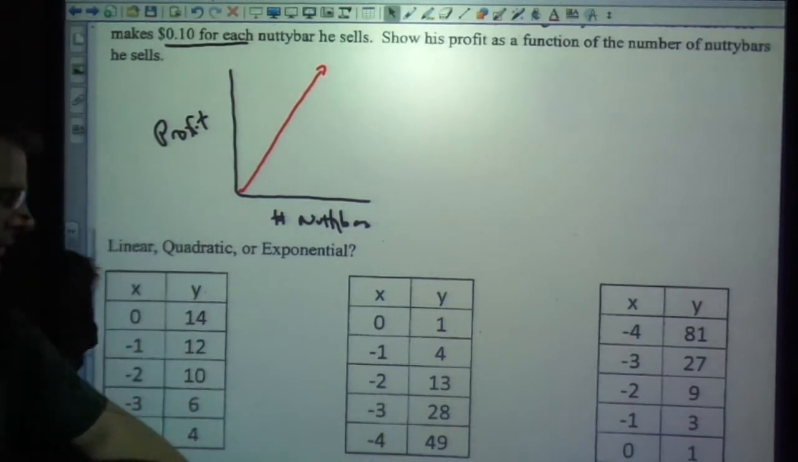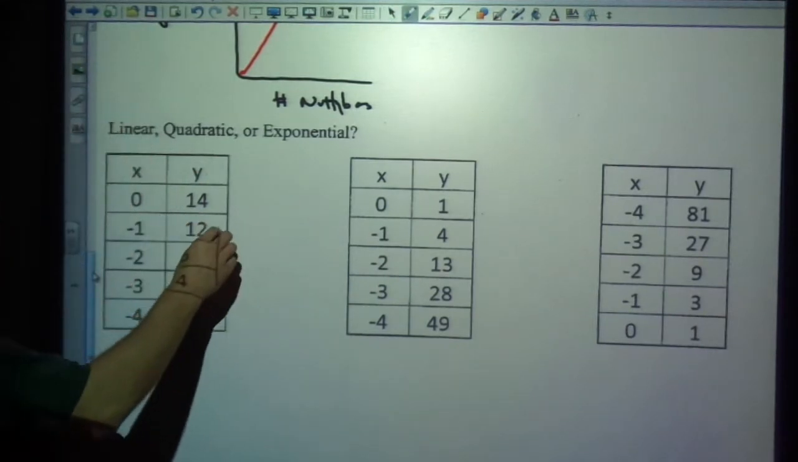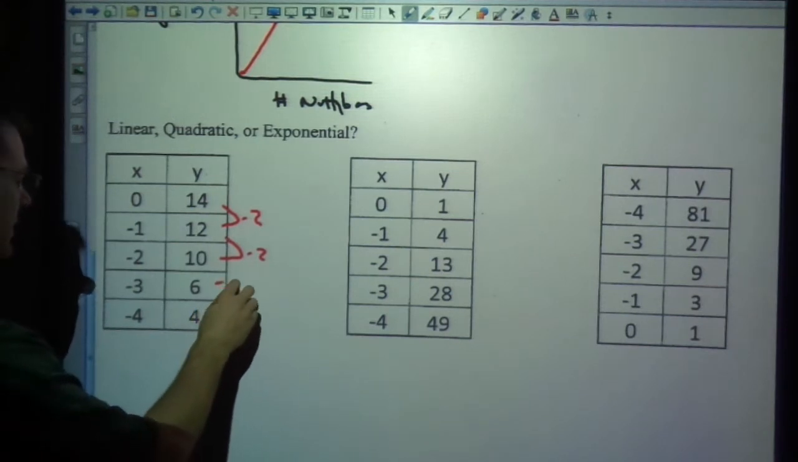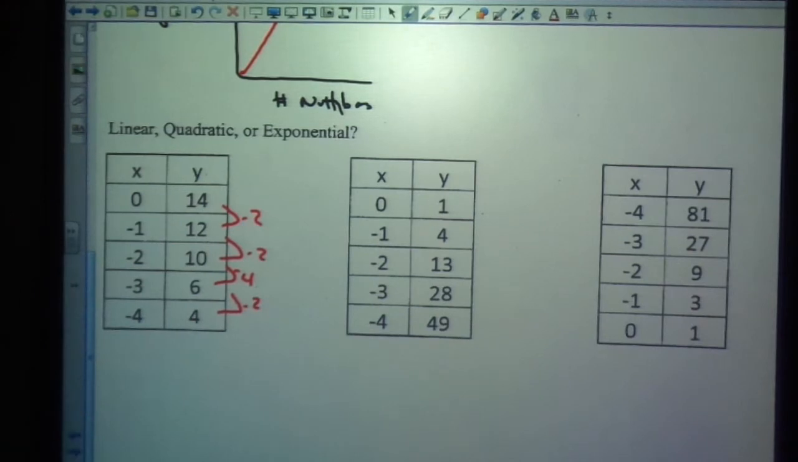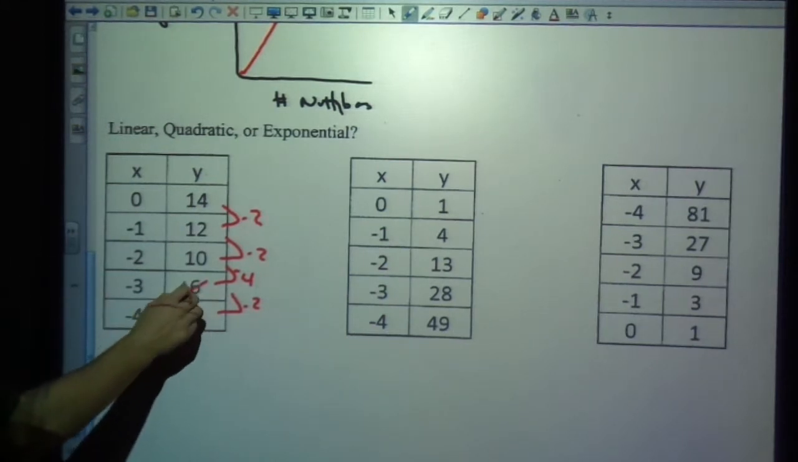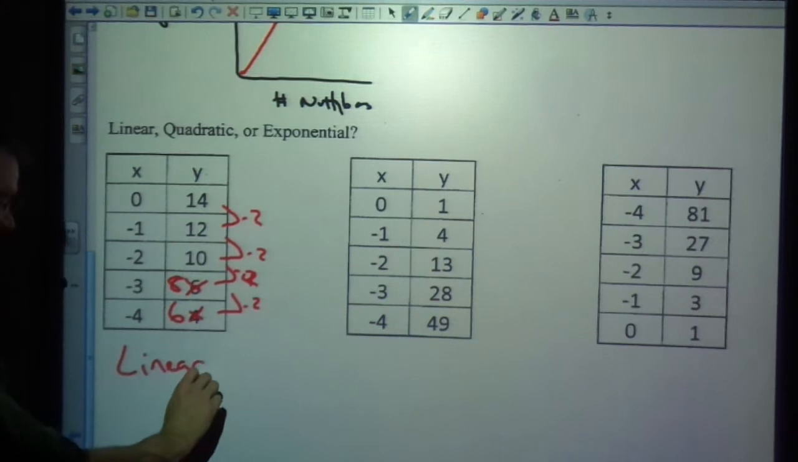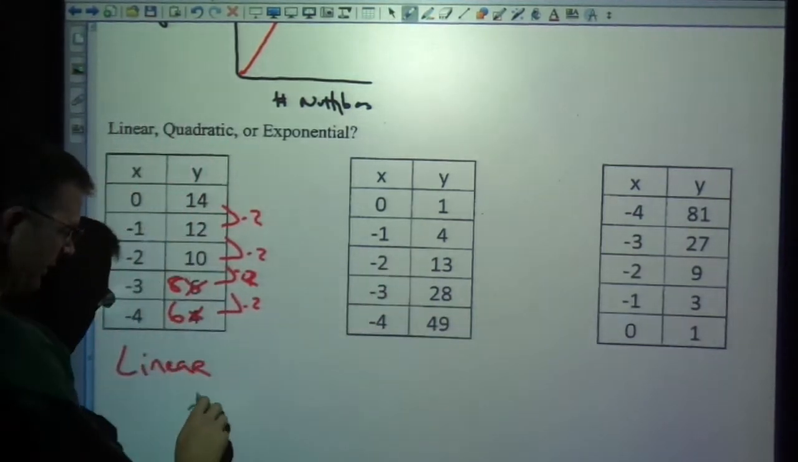Remember, we look for the differences first, and we see if it's a constant rate of change. 12 minus 14, this is negative 2, negative 2, negative 4, negative 2. Uh-oh, I did this one wrong. I think this was supposed to be linear. So change this problem to 8 and 6. My mistake. This one is supposed to be linear. My bad. So 2 points here.